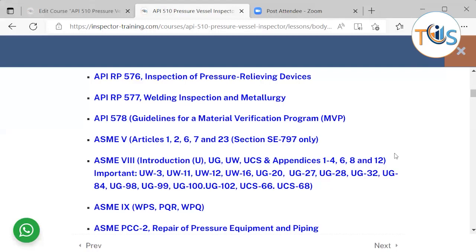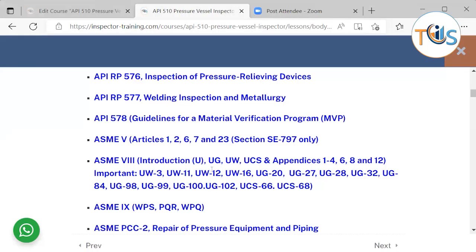ASME section 5 is the code that is used for writing a NDE procedure, and you need to know about the articles 1 general, RT, article 2, article 6 and 7 MT, PT, and then just UT with a 0-degree probe for lamination check and thickness measurement only.